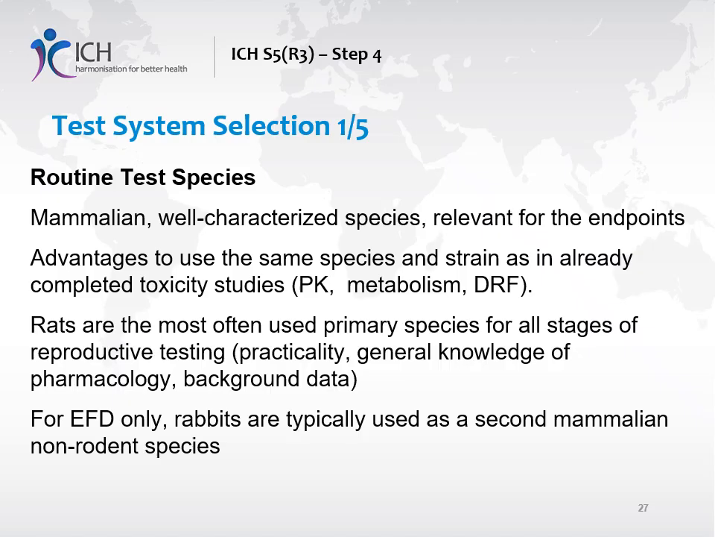For assessments of EFD only, a second mammalian non-rodent species is typically evaluated, although there are exceptions, e.g. vaccines and biopharmaceuticals. The rabbit has proven to be useful in identifying human teratogens that have not been detected in rodents and is routinely used as the non-rodent species based on the extensive historical background data, availability of animals, and practicality.